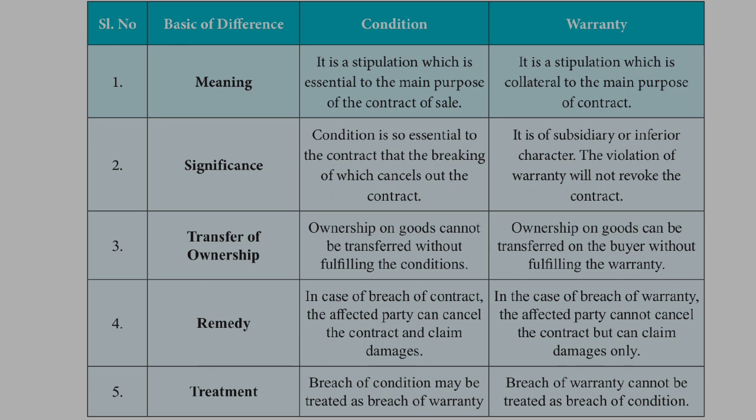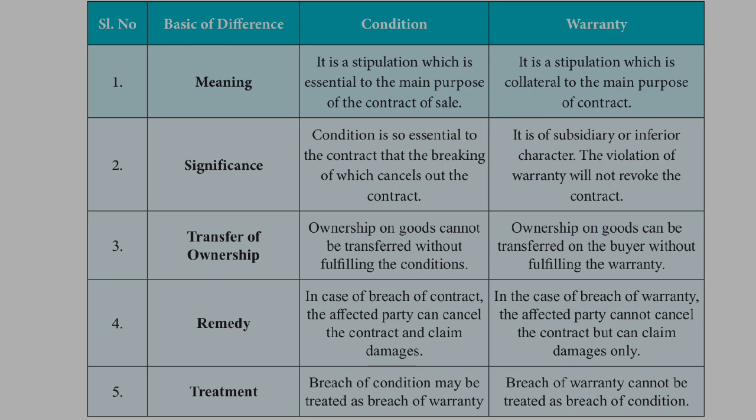Next is transfer of ownership. So ownership of the goods will not be transferred until the condition placed by the buyer is fulfilled. If the condition is not fulfilled, then the contract will be cancelled. If the contract is cancelled, the ownership will not be transferred. But here, ownership will be transferred whether the warranty is fulfilled or not.